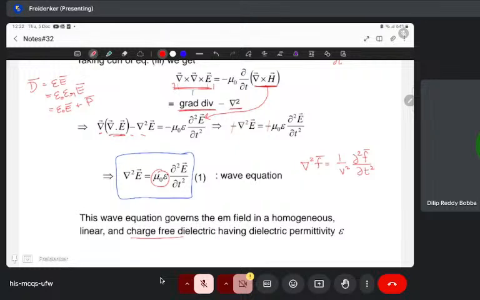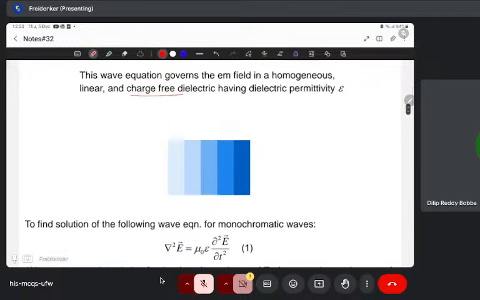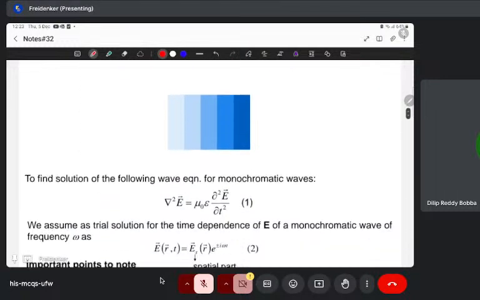So F bar can be any vector field. So this is the wave equation. That would mean in our case, where F is the electric field, we'll see, we'll come to that. We'll come to the speed of light, that this is how we'll derive the speed of light.